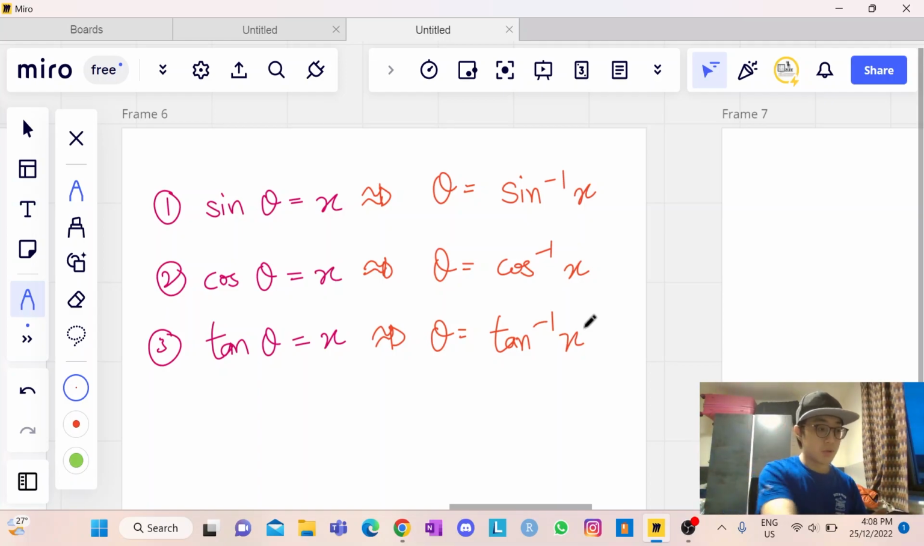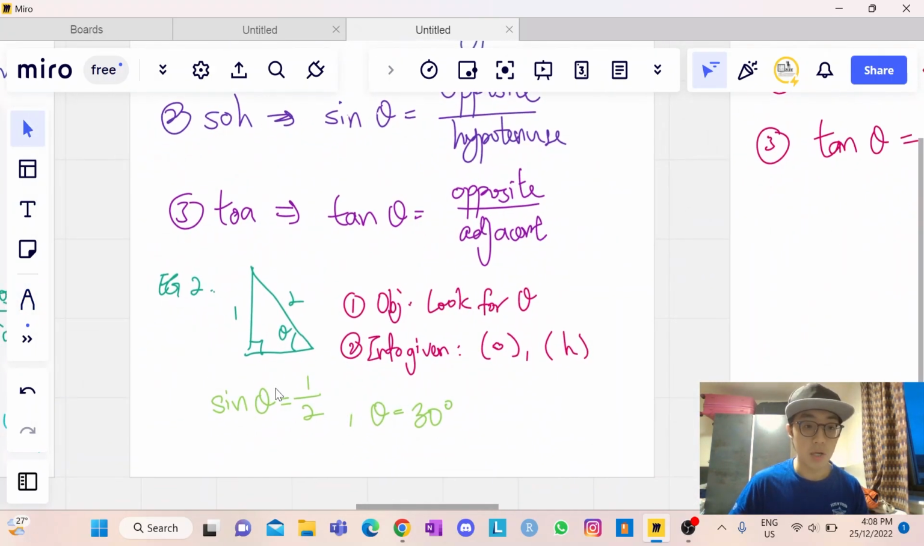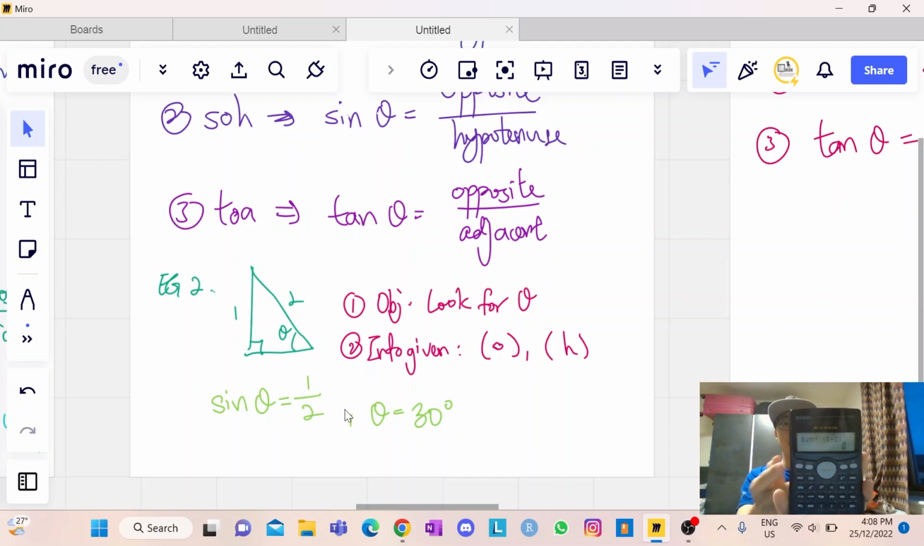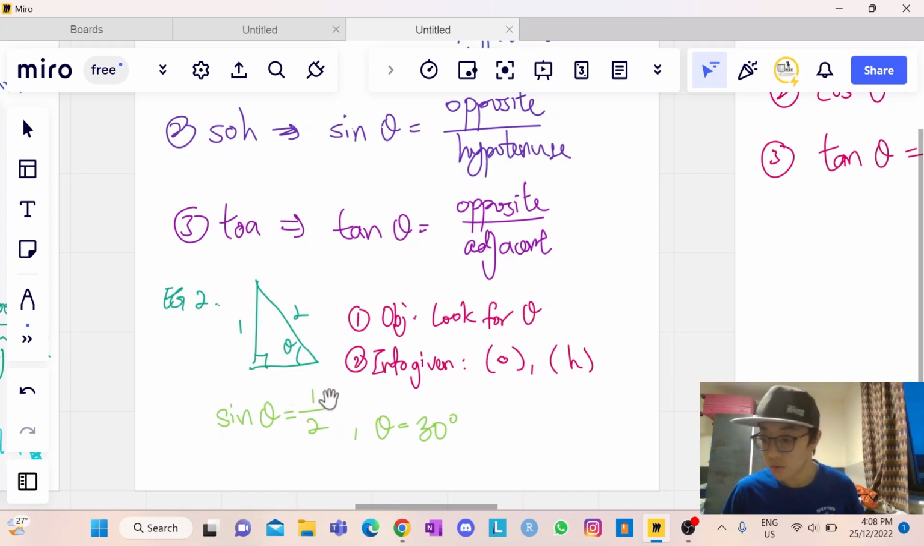And then from the previous example, we are going to look for sine theta equals half. Therefore, theta is equal to inverse sine 1/2. So you just need to type this inside your calculator, press equals, and you will get 30 degrees. So this is how you work in calculators for this kind of simple trigonometry using cah soh toa in a right angle triangle.